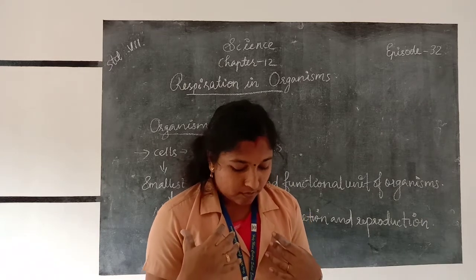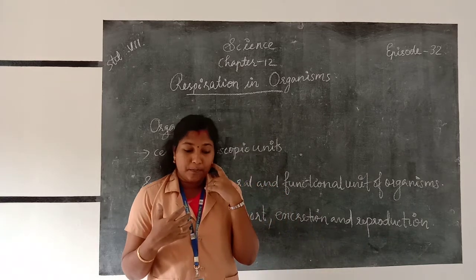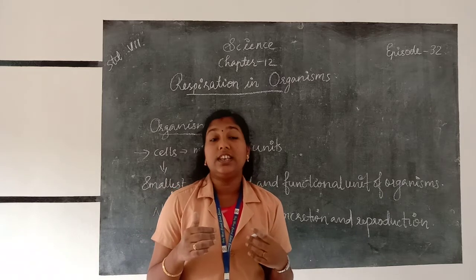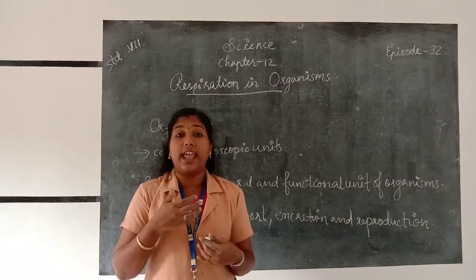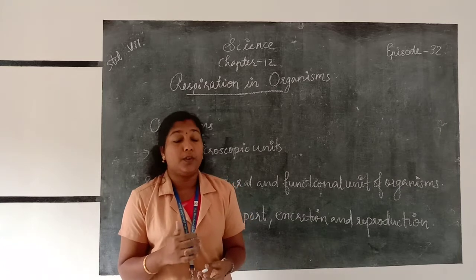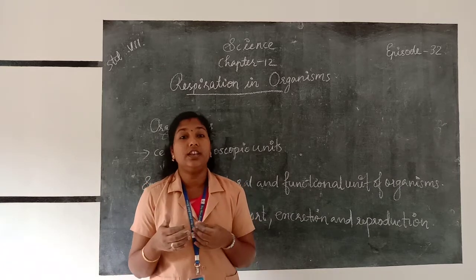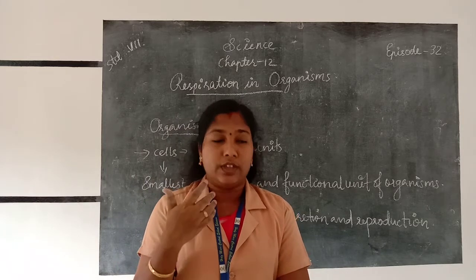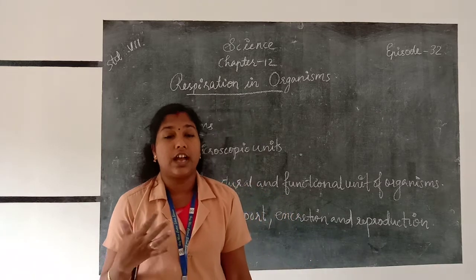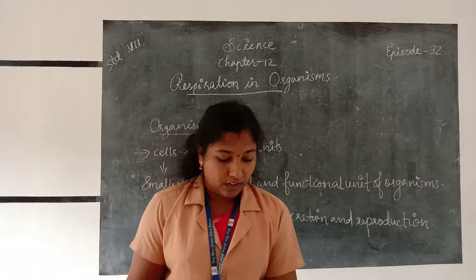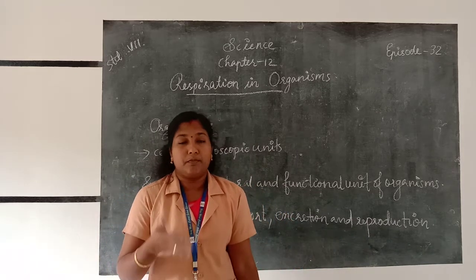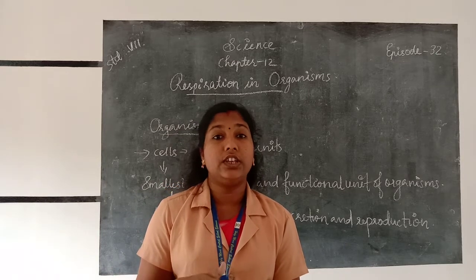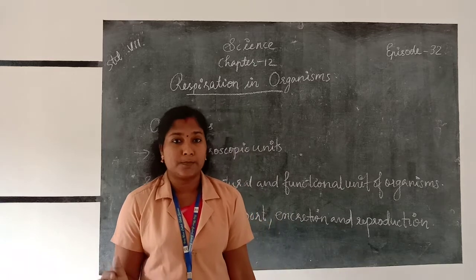Next one. Then we know that we breathe out air which is rich in carbon dioxide. We take in air rich in oxygen, and we breathe out air rich in carbon dioxide. All of you understood? Which air do we breathe out? We breathe out air rich in carbon dioxide, and we take in air rich in what? Oxygen. We take in air rich in oxygen during respiration.